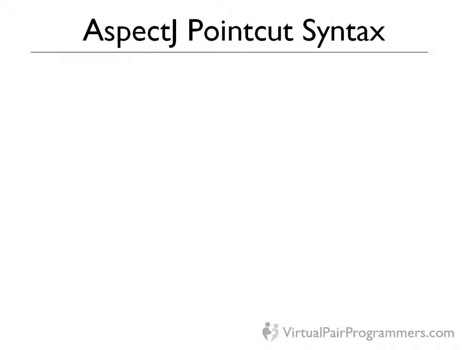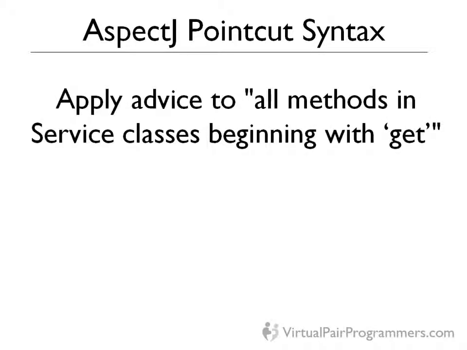It might be performance timing like we did previously, or it could be something like security or transactions. And let's assume for some reason that we want to set up the advice so that it's going to apply to all methods in all of our service classes that begin with the word get. Now, a bit ambiguous there. I mean, the methods need to begin with the word get.